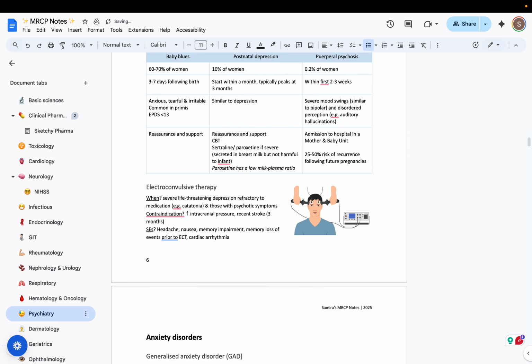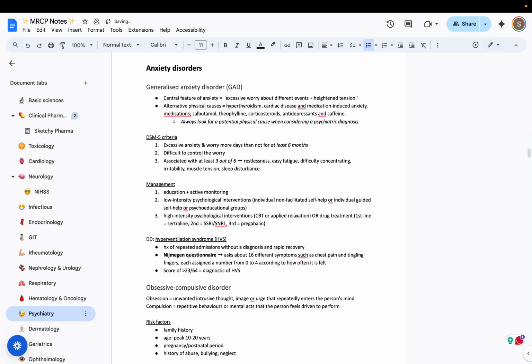Okay. Now it's better. Anxiety disorders. So, generalized anxiety disorder, central feature of anxiety is. I don't think this is that important.